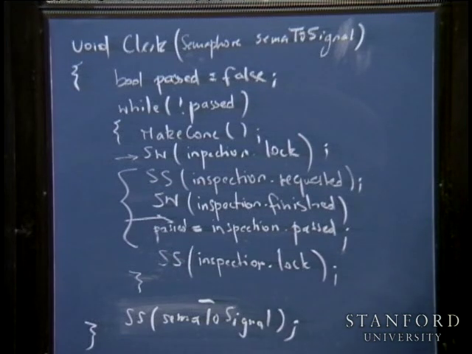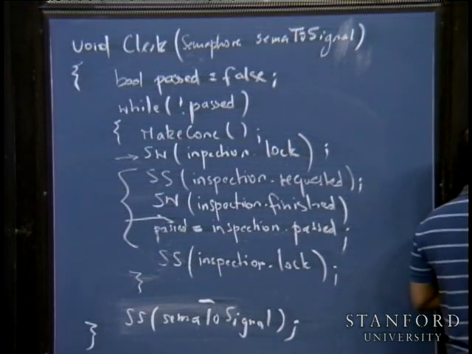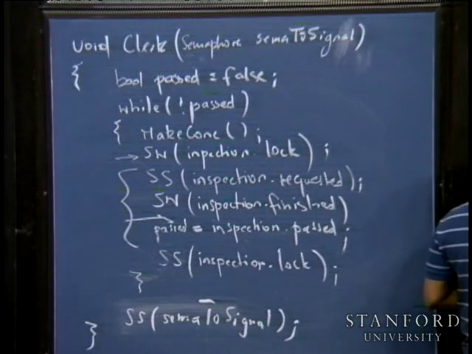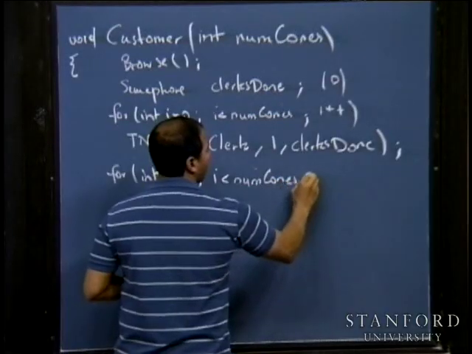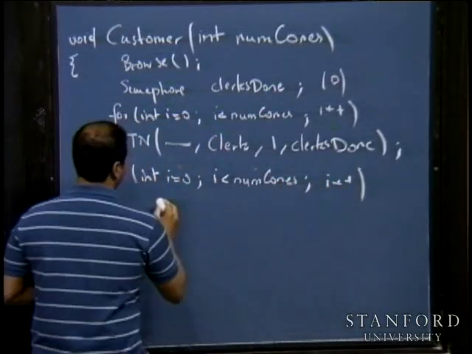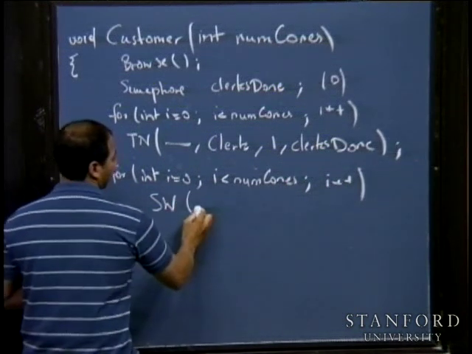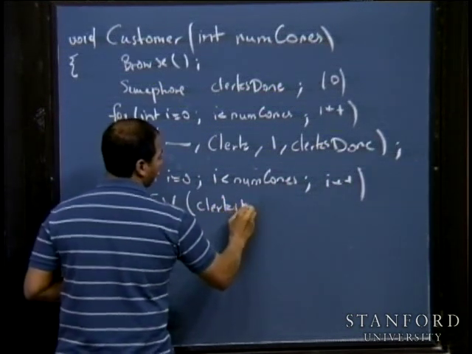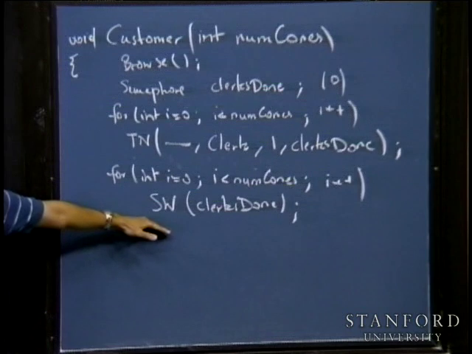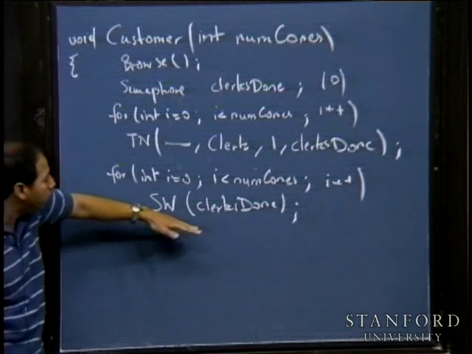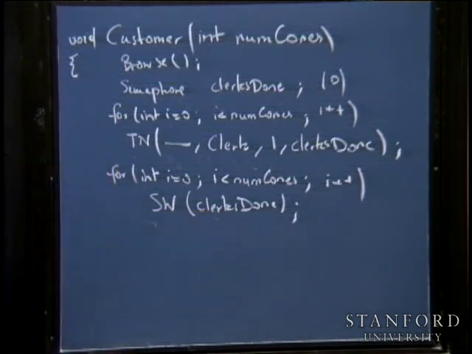This guy just spawned num cones clerks, right? He needs to wait for all of them. So you saw last lecture how we do that. You just have another for loop: for int i is 0, i less than num cones, i plus plus. You want a semaphore wait on clerks done. Now we know that this guy will never get past this point until all the clerks are done with all his cones, right? At which point you could go and free this semaphore because you won't use it anymore.